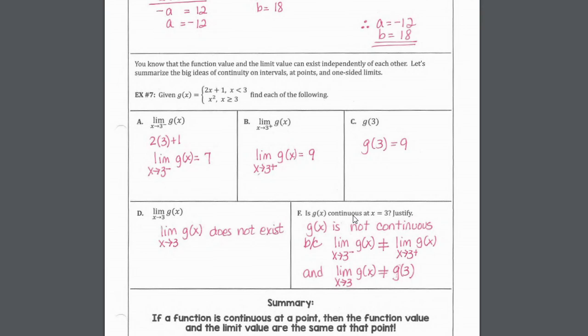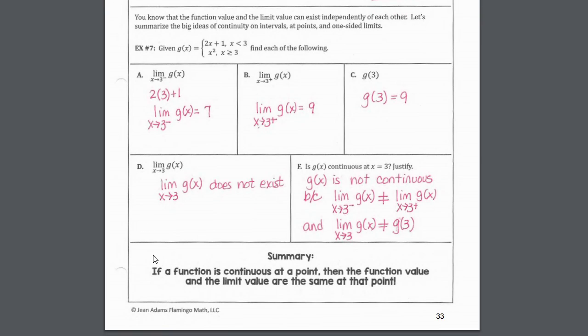The last one says, is g of x continuous at x equal to 3? Justify. So g of x is not continuous because both one-sided limits were different. They were not equal, and the general limit is definitely not g of 3. It does not exist. G of 3 was 9. Okay. So then the summary in this lesson here is if a function is continuous at a point, then the function value and the limit value are the same at that point. Okay. That wraps up this lesson.